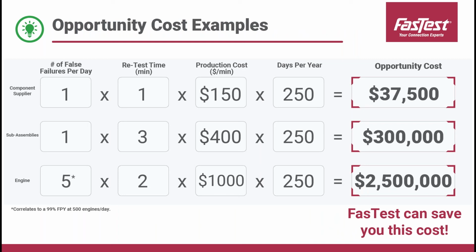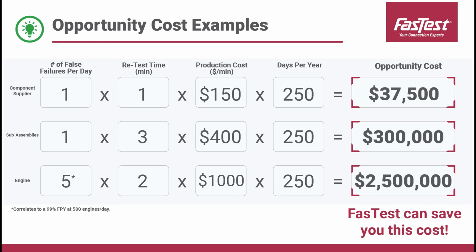Here are a couple opportunity cost examples for false failures. We a lot of times look at the first pass yield rate of a leak test cell, and if it's anything under 95%, there's a significant cost savings that can come from adding connection verification. On the top line, we've got an example of a component supplier. If they are seeing one false failure per day and their retest time is 1 minute, or their leak test time is 1 minute, and their production cost is $150 a minute, over the course of the year, that is $37,000 in opportunity costs that they're missing out and losing on their production time.